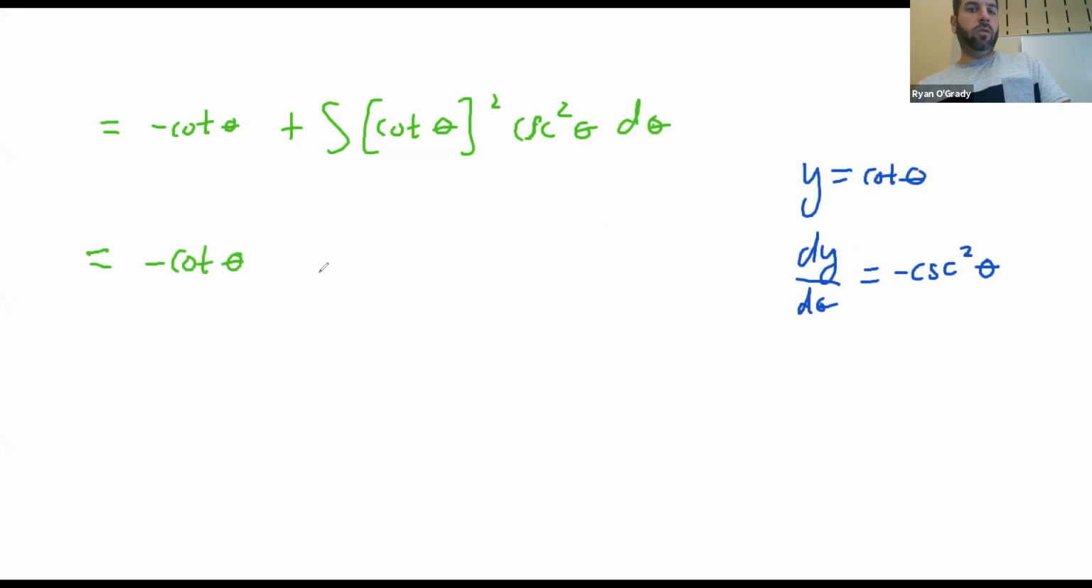And what does this integral become? Well, when I do the substitution, it's going to be minus the integral of y squared dy. Wow, what a brutal, brutal integral.